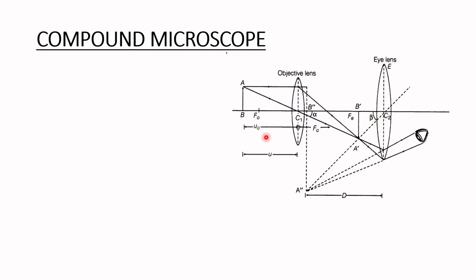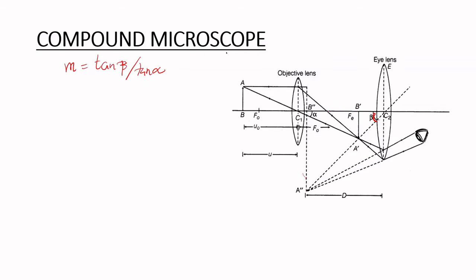So we will see now how magnification is produced in a compound microscope. The magnifying power or magnification of a compound microscope is given by the formula m is equal to tan beta divided by tan alpha. What is beta here? It is the angle subtended by the image at the eye. You can see the image over here, A double dash B double dash. So the angle made over here is called beta. It is the angle subtended by this final image at the eye.